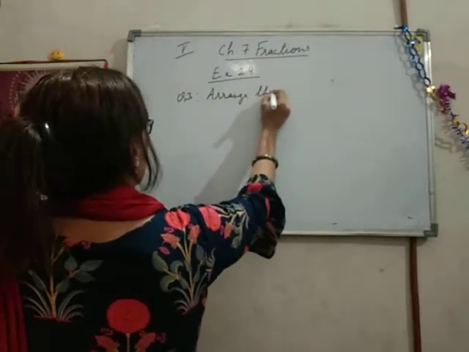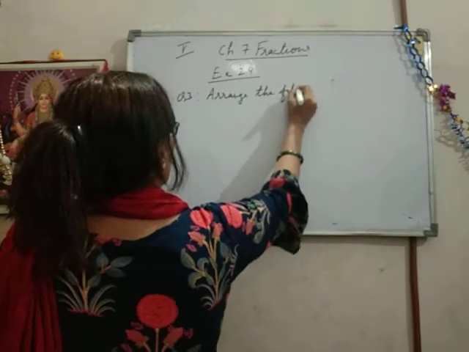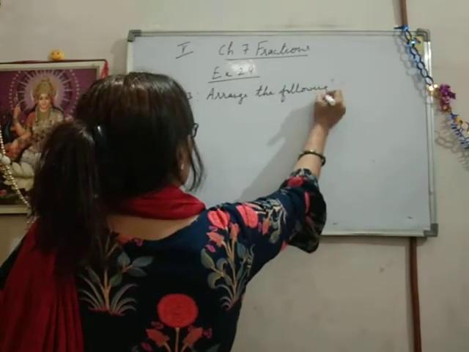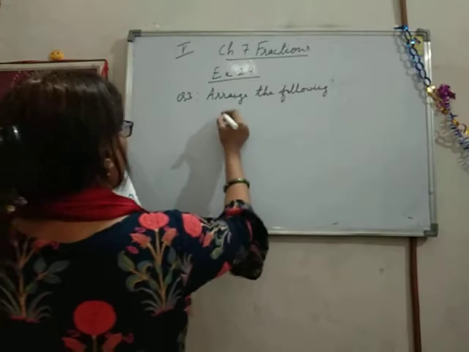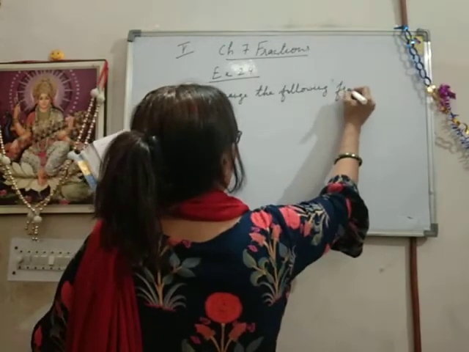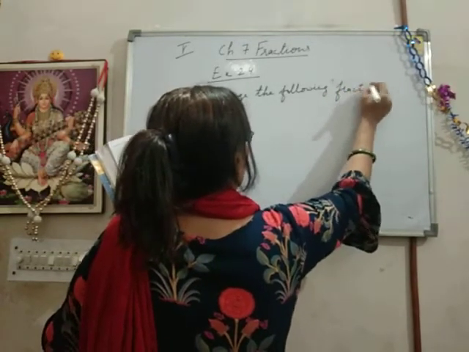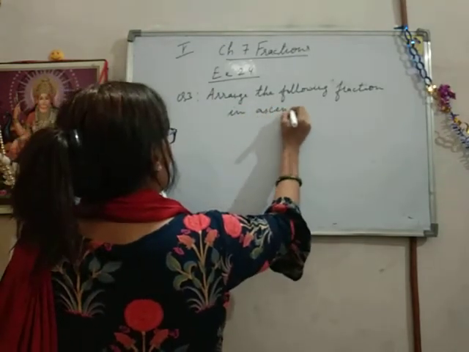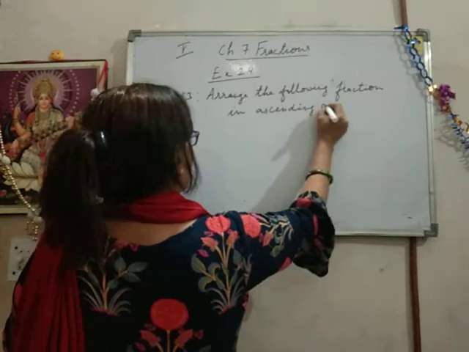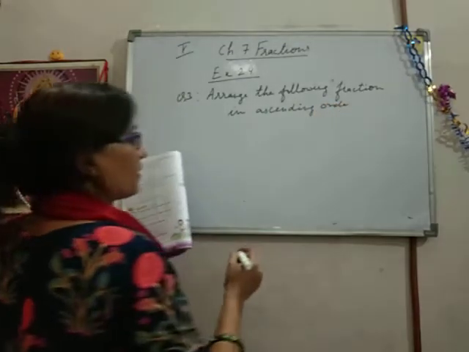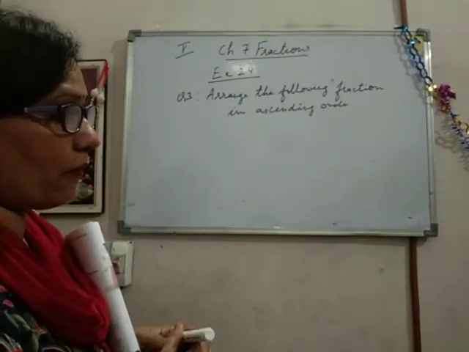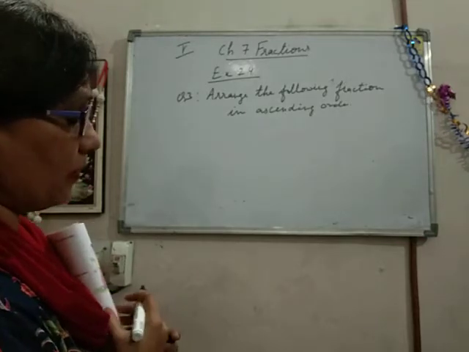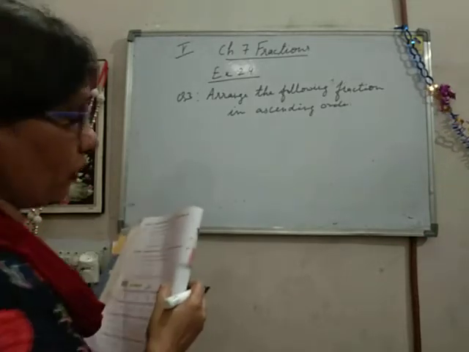Arrange the following fractions in ascending order. Already you have studied about ascending order in the last class. What is ascending order? When we arrange numbers from small to big, same like in counting.